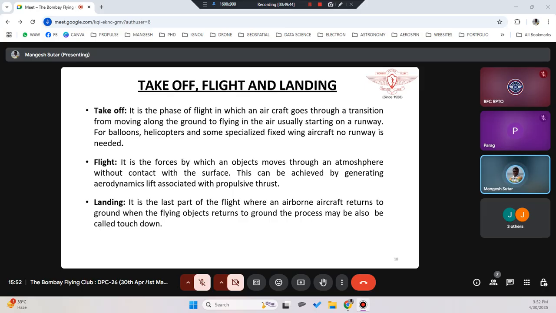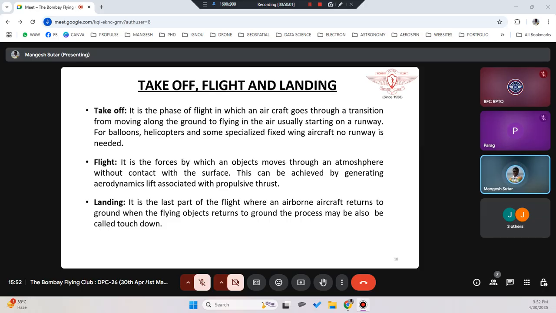Now as we move, your flight is happening, and somewhere it will come to its destination. It is the last part of the flight where the airborne aircraft returns to ground. When a flying object returns to the ground, the process may also be called touchdown.